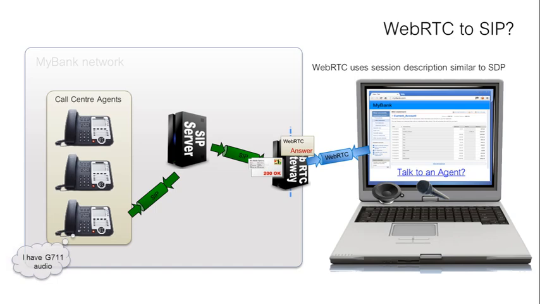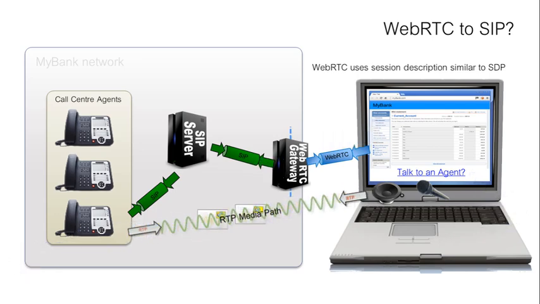Now, if both SIP and WebRTC clients have common codecs, and they should by default have at least the G711 codec for audio, and if they're on the same network, a media session will be established between the two endpoints and media packets exchanged direct between SIP phone and browser.